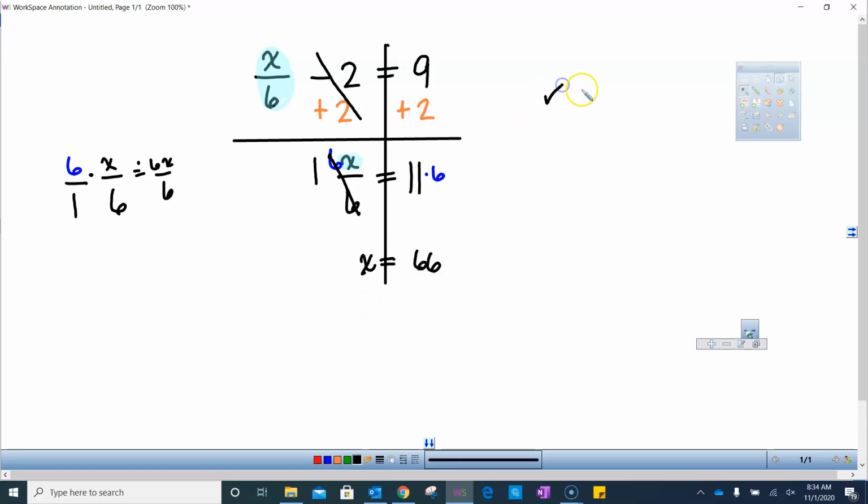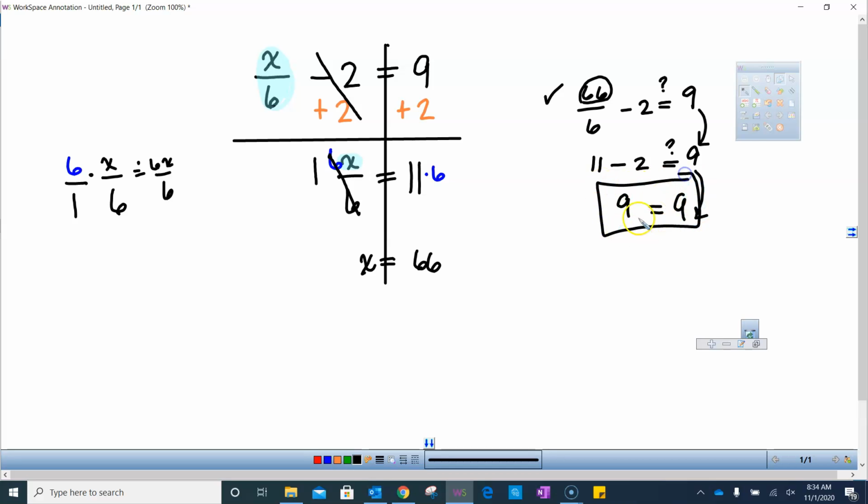So you can check it by just substituting 66 back into the original equation. When we substitute this in for x at the top, will we get 9? 66 divided by 6 is 11, so I write the 11 down. 11 take away 2 is 9. And I'm like, oh yeah, because I just bring this side down, bring it down again, and they are the same, so it worked.